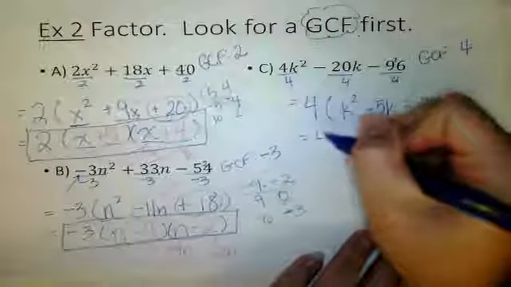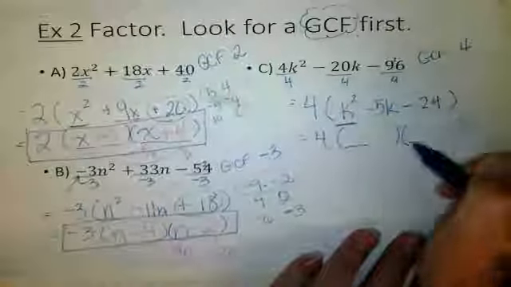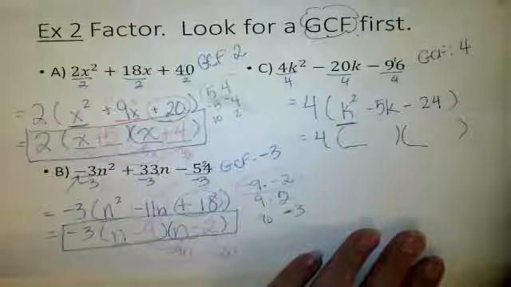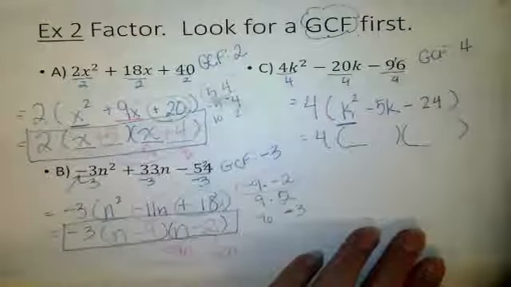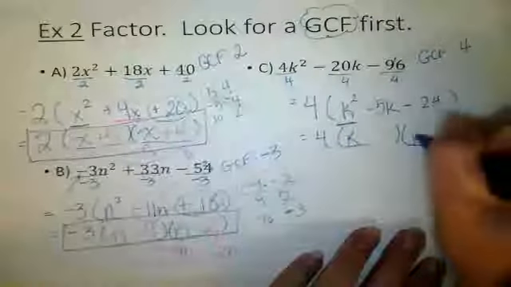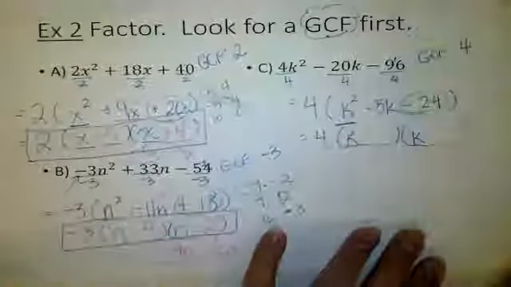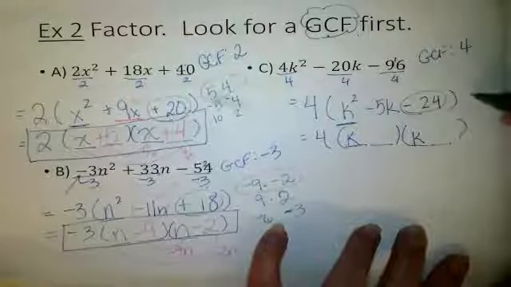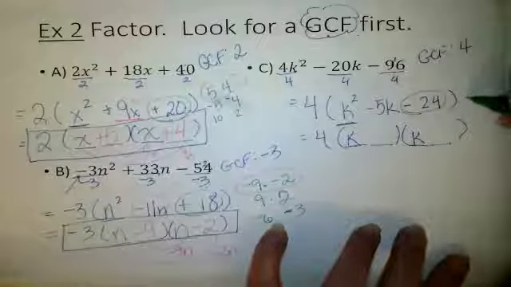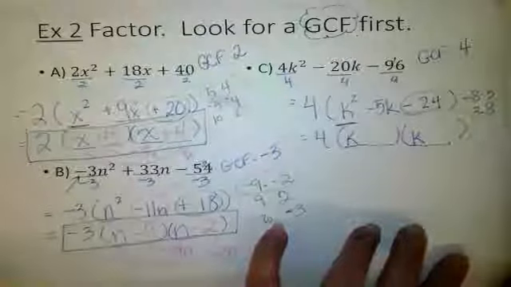All right. Double bubble. First times first has to be the first thing. What times what is k squared? K times k. Very good. Last times last has to be the last thing. What times what is negative 24? -8 times +3, or -3 times +8.